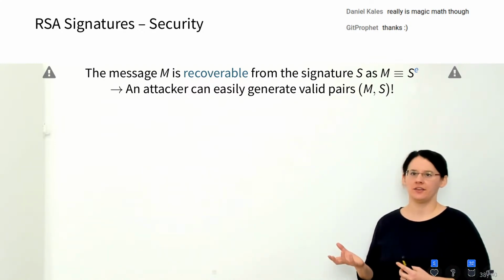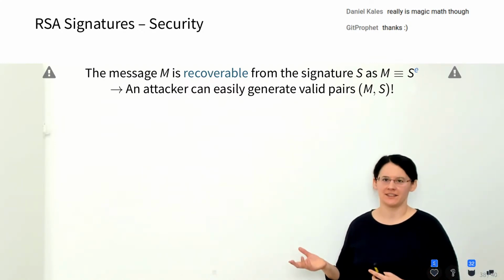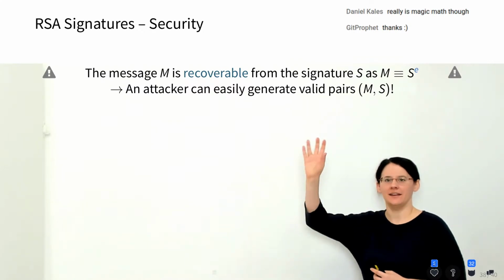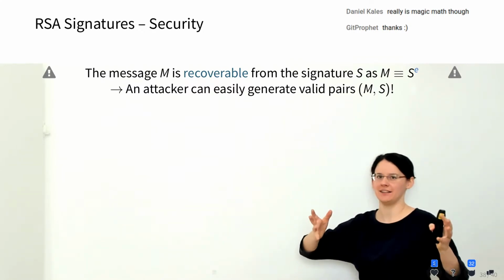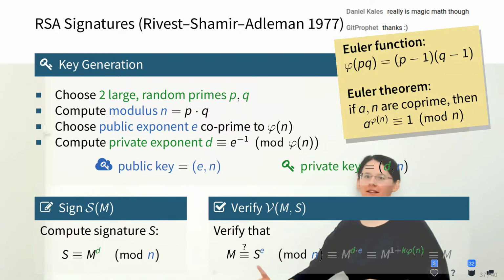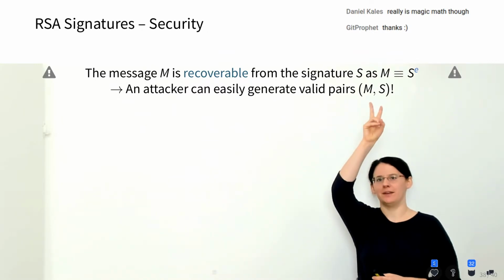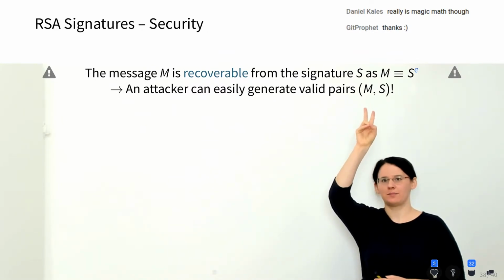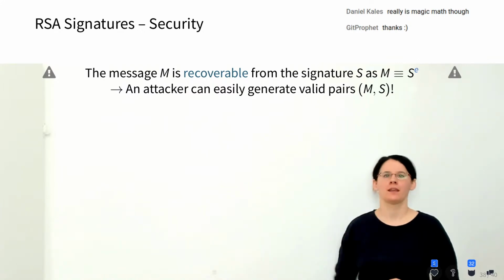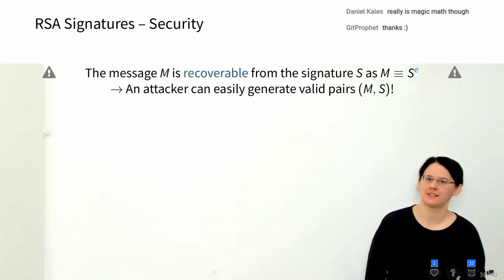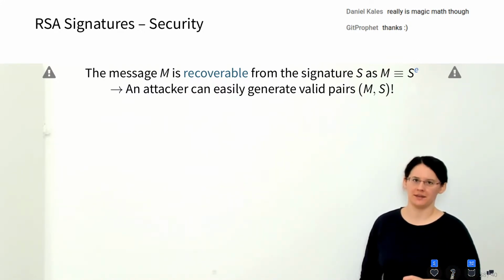In particular, it would actually allow attacks, because if an attacker can simply come up with any signature and then apply this step here to recover a matching message, then they would have forged a valid combination of message and signature. This should absolutely not be possible. Which means, again, we need some fixing to remove this property. And this fixing will contain two steps.